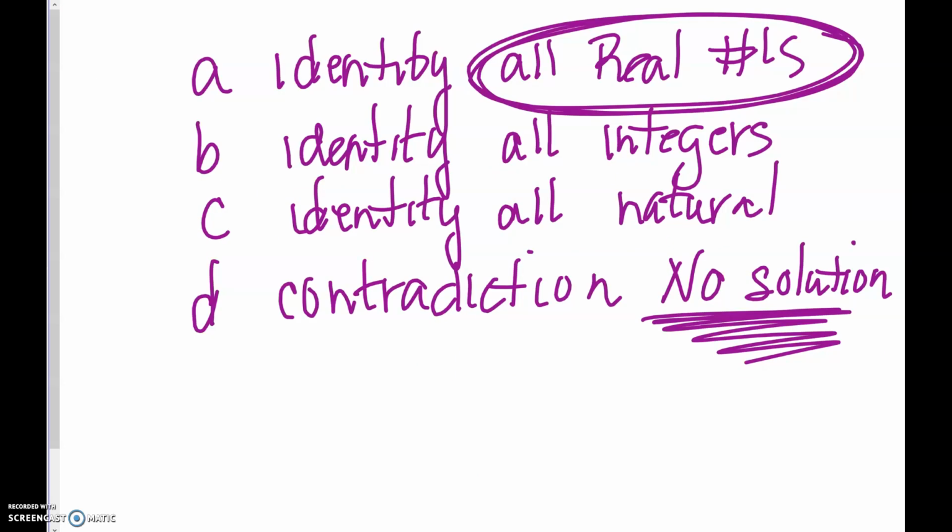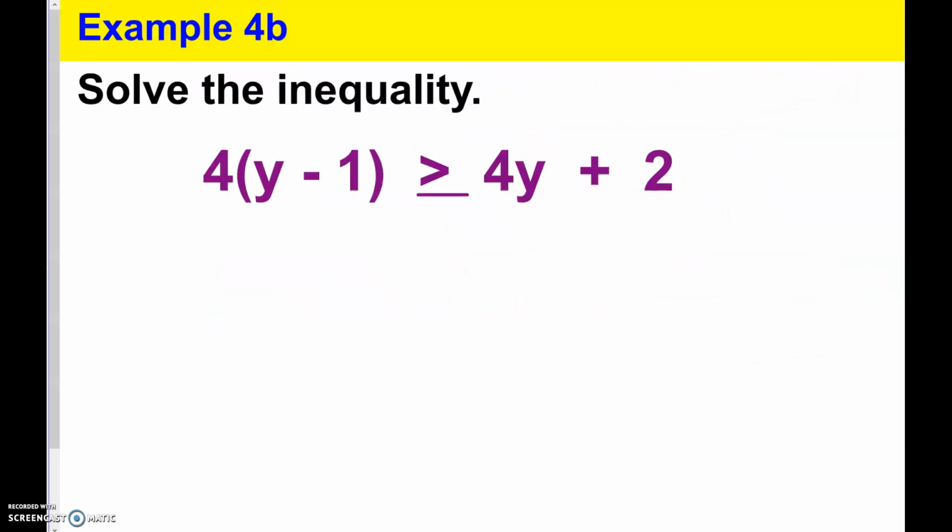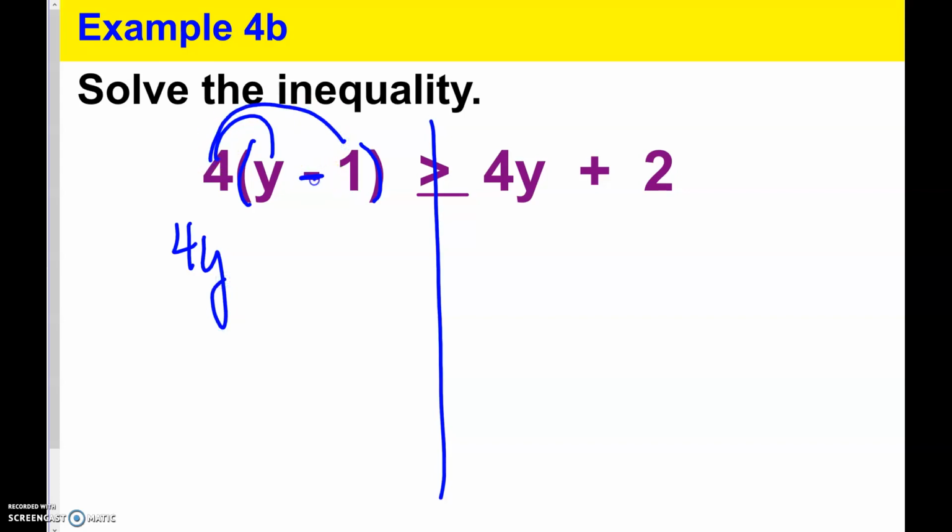All right, the last sample problem for today, we're going to go ahead and solve this. So it looks like what we have to do over here, we've got these parentheses, so we're going to have to do the distributive property. So we're going to take 4 times y and get 4y. And then you're going to take 4 times -1, and 4 times -1 is -4. Greater than or equal to. And now we have 4y plus 2.